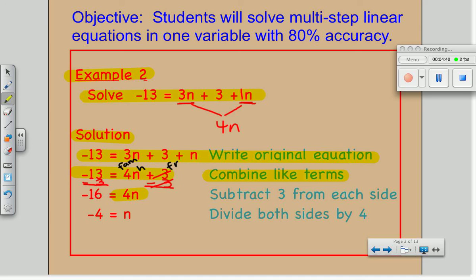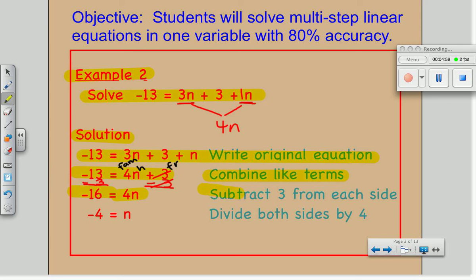Negative 13 minus 3. Some of you are forgetting how to do the subtraction of integers. If I have negative 13 and I'm subtracting even more, then I'm going to have even more of a negative number. So negative 16 is your answer here.